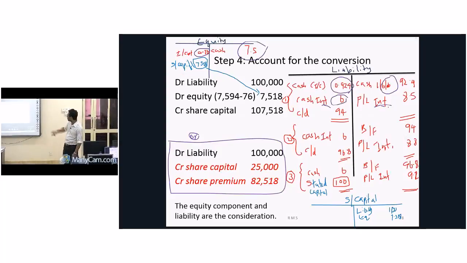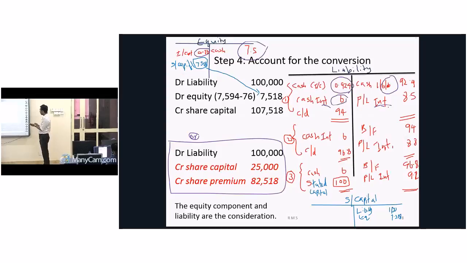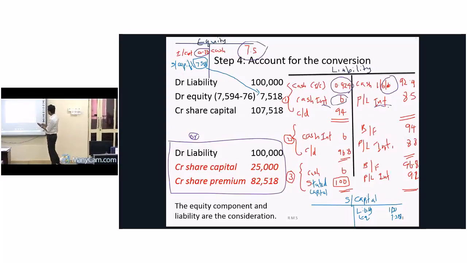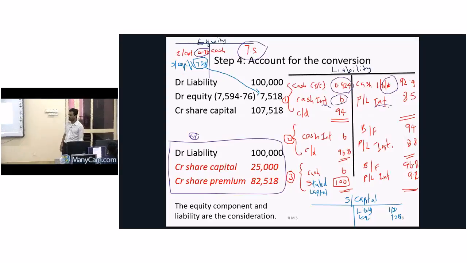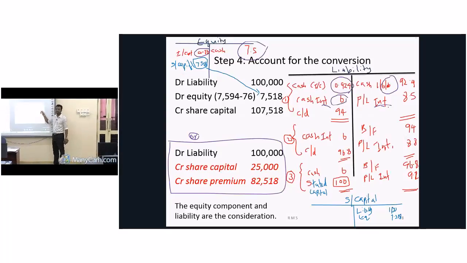9.38%. Then it should be calculated on the liability after deducting issue cost: 92.4 into 9.38%, which comes around 8.6, or 8.5 to 8.6 because of decimals. Anyway, that much is debited to the profit and loss account as finance cost on this liability, and credited here.